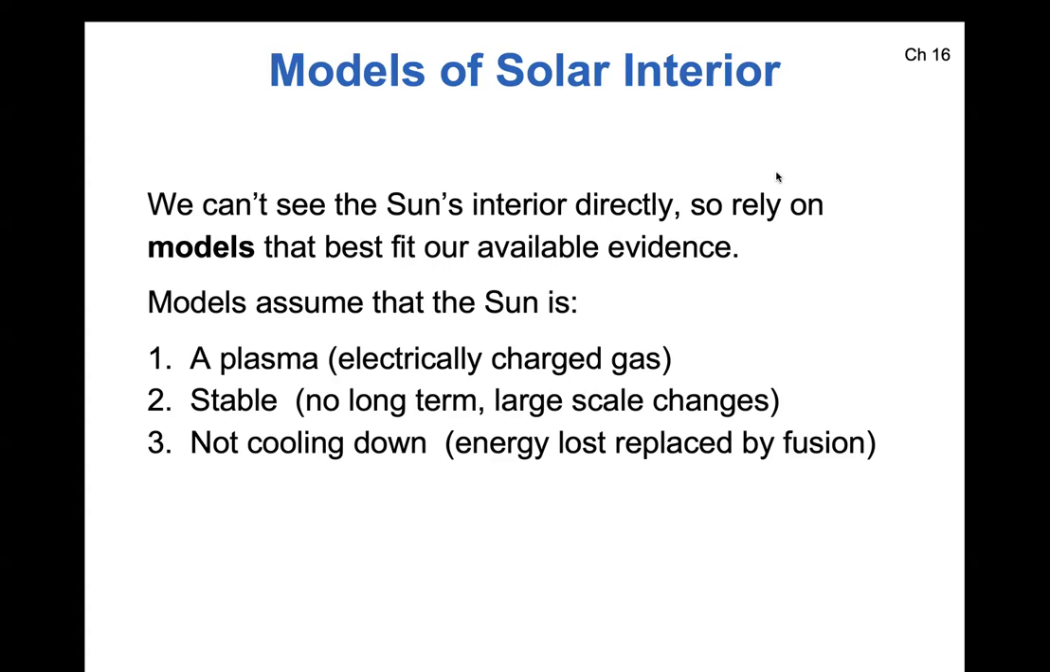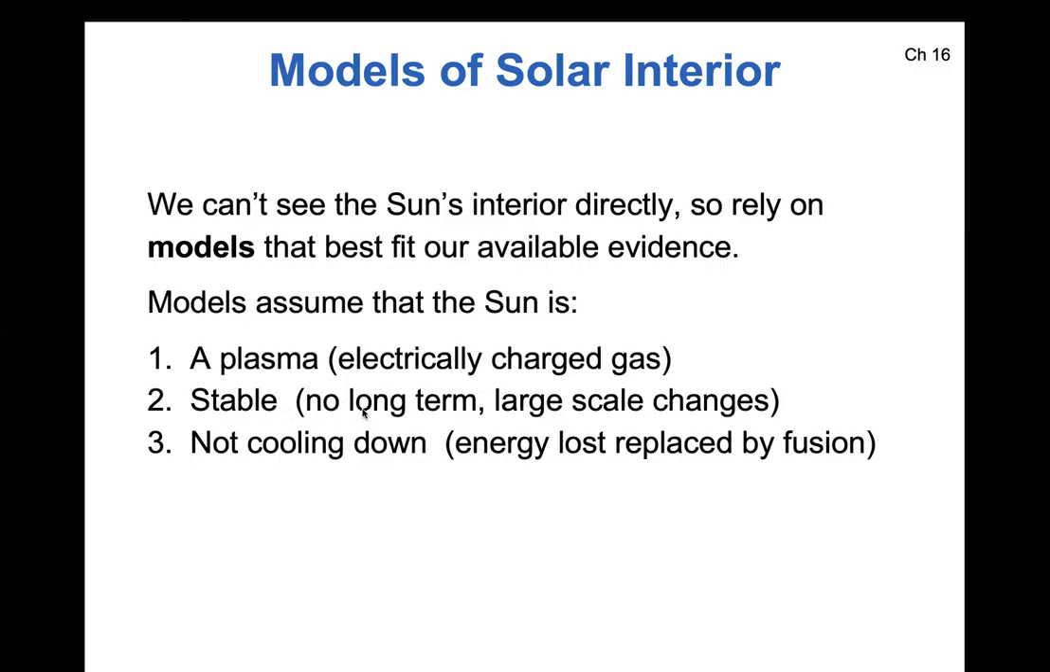So we can't see the sun's interior directly, so we rely on models that best fit our available evidence. The models assume that the sun is a plasma, so that is important for the physical models that scientists use. They get rather complex, as you would guess, but they definitely need to know that it's a charged gas because those behave differently than neutral ones. It's stable. What does that mean? Okay, because I talked about the magnetic field being kind of chaotic, but then again, we saw it goes through cycles, so it's chaotic, but in a predictable way.